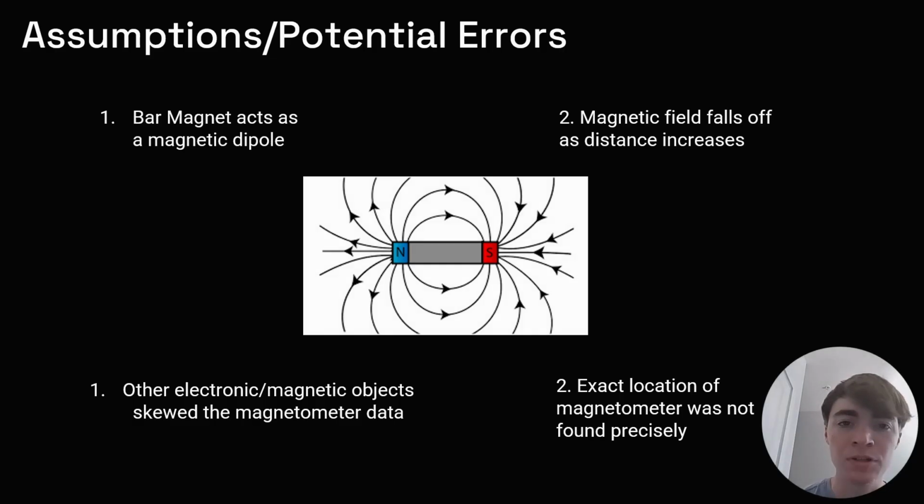Now, for some assumptions and potential errors within this lab. For the assumptions, we assume that the bar magnet actually acts as a magnetic dipole, and that the magnetic field falls off as distance increases. And then for the errors, we found that possibly other electronic magnetic objects could have skewed the magnetometer data, like a computer or phone being near the experiment, as well as the fact that the exact location of the magnetometer was not found precisely, but was instead an estimate using the tape and the phone.